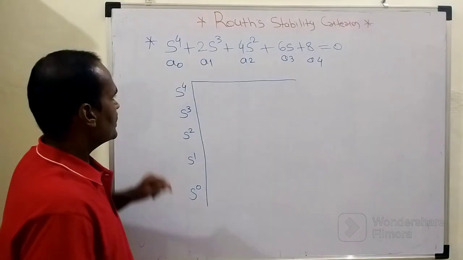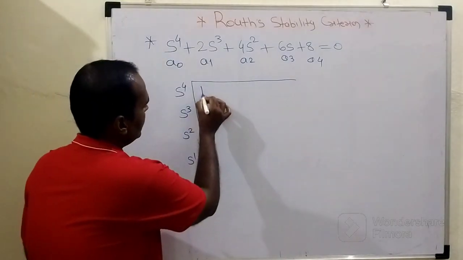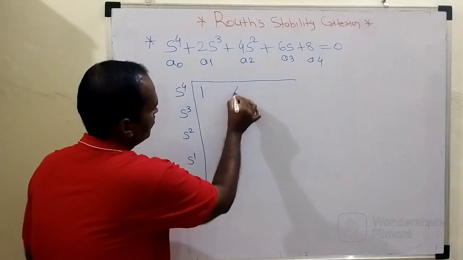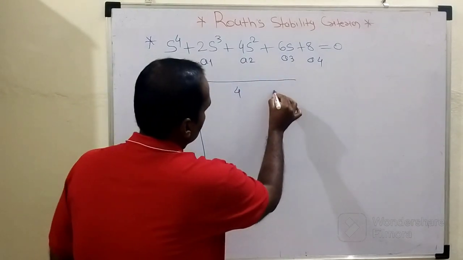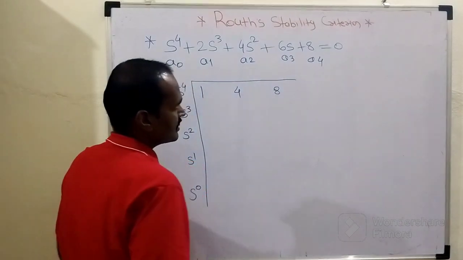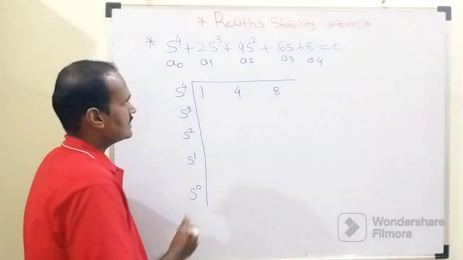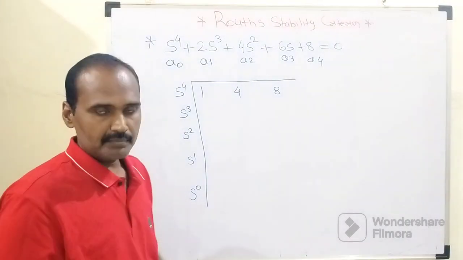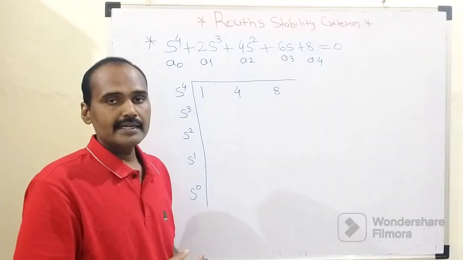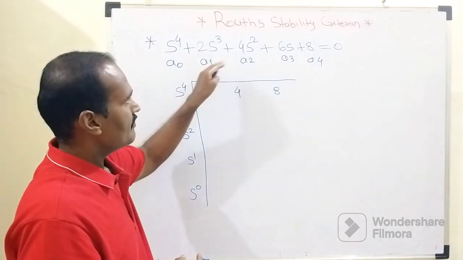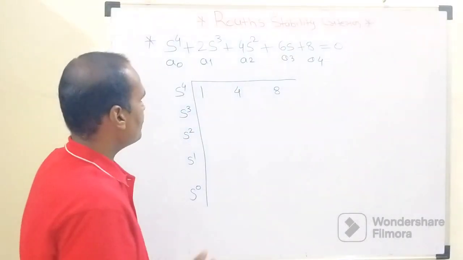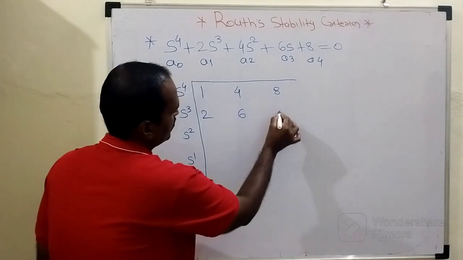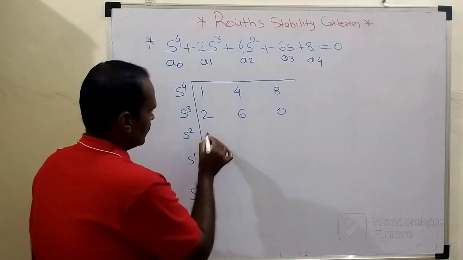So the coefficient for A0 will be 1. A2 will be what? The coefficient of this S square is 4. A4 equals 8. We don't have an A6 term, so no need to consider A6. Then within the second row we need to collect all the elements which are lying at odd positions, starting from A1, A3, A5, like this. So A1 equals 2, A3 equals 6, A5 equals 0, right?